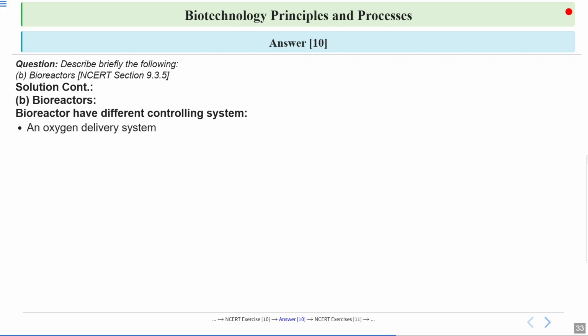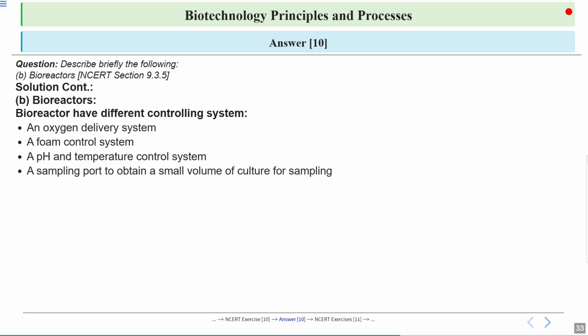Bioreactors have different controlling systems, such as an oxygen delivery system. You can control the oxygen, and there is a foam controlling system for the foam that is produced by the continuous circulation of the air. There is a pH and temperature control system as well. A sampling port is there to obtain a small volume of culture for sampling. You can take out a small sample from this bioreactor. Examples are the stirred tank bioreactor and the sparged stirred tank bioreactor. These are two different types of bioreactors.